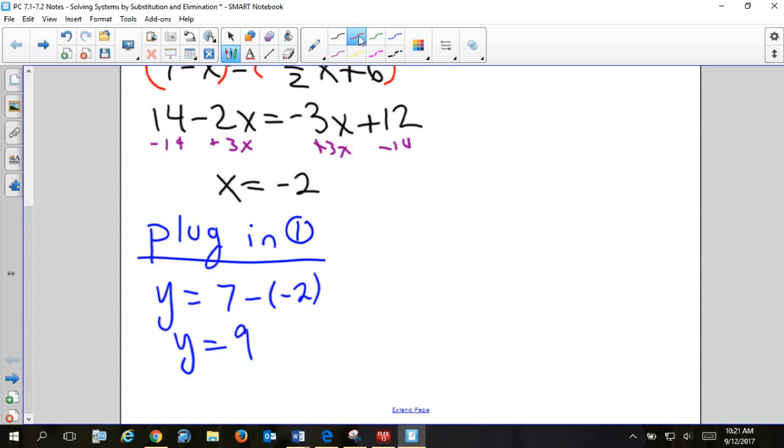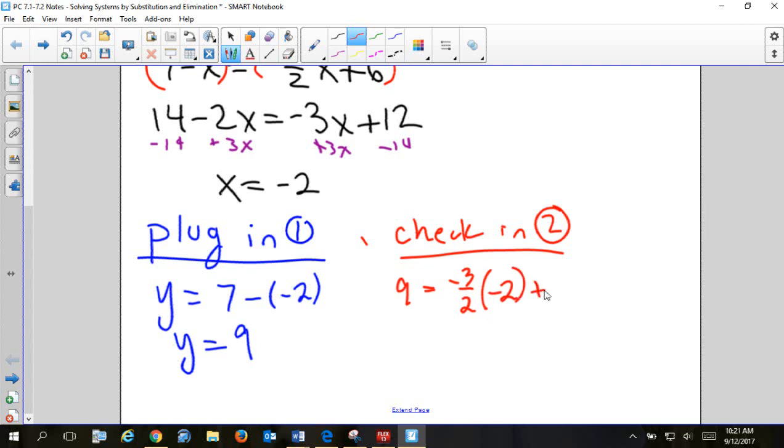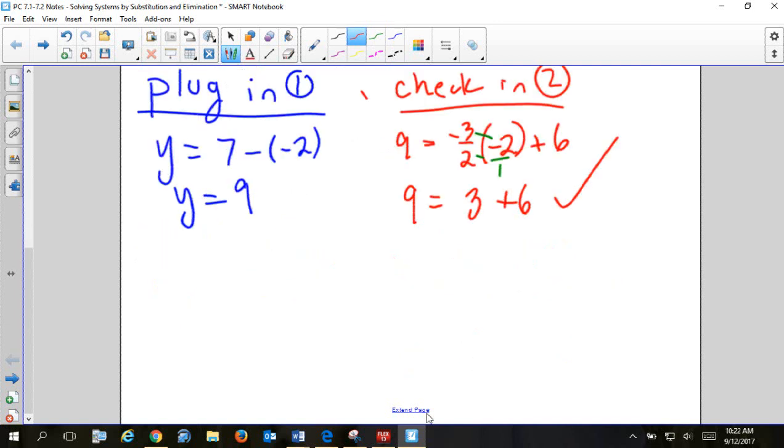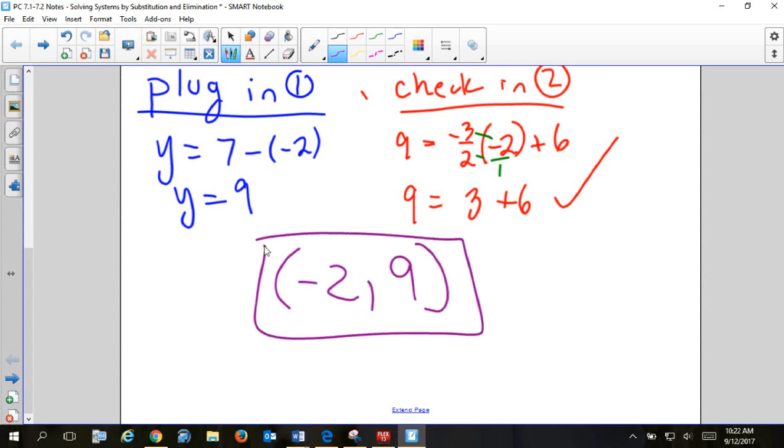My next step, once I've plugged in 1, I'm going to check in 2. So you have to use both equations in this step. You plug in 1, check in 2. If you plugged in 2, then you check in 1. You have to use both equations. So we're going to check in 2. Y is 9 equals negative 3/2 times our x, which is negative 2, plus 6. Remember when you multiply fractions, you put the negative 2 over 1, you go straight across, reduce. I get 3 plus 6. Yes, that's true. So you plug in 1, check in 2. If everything checks, you have your answer. Negative 2, 9. We write it as an ordered pair.